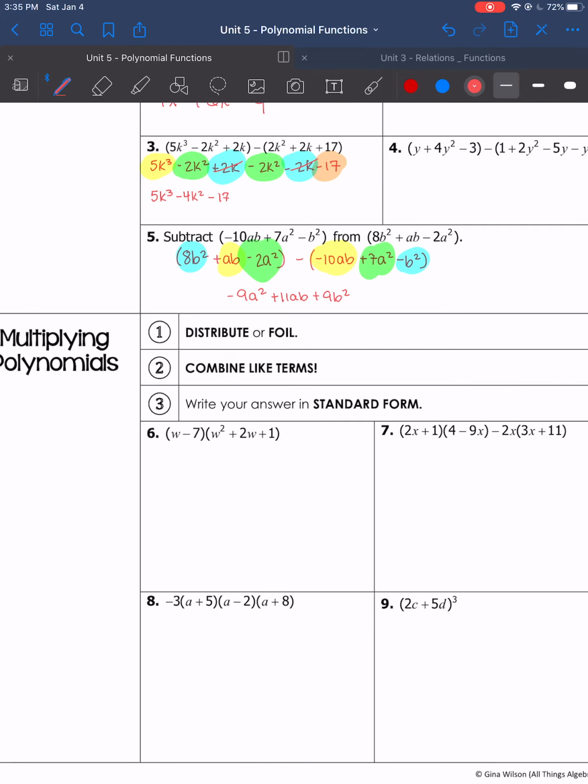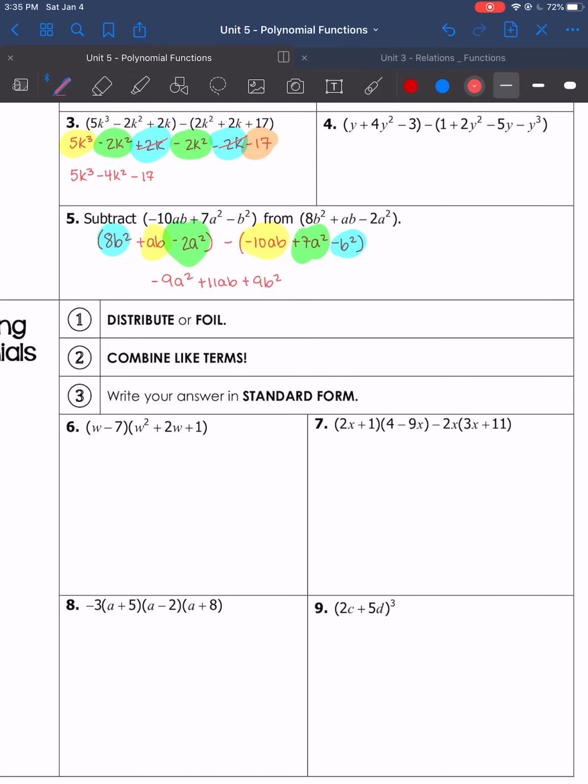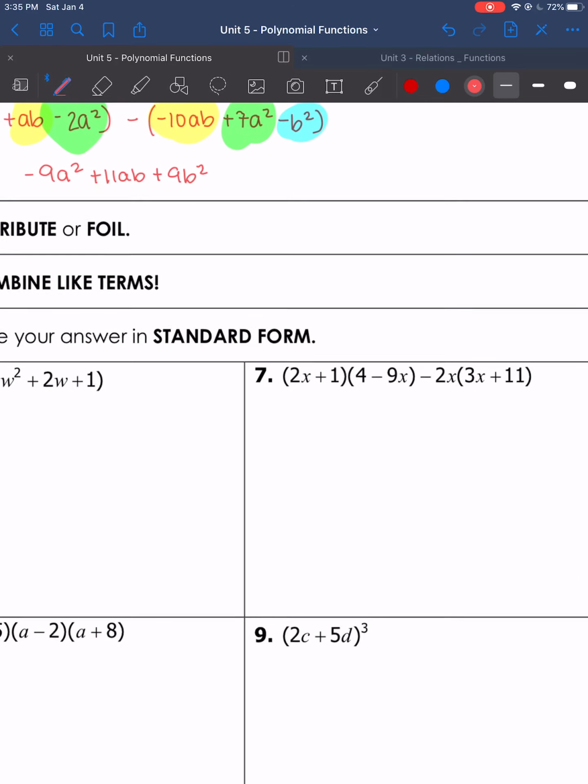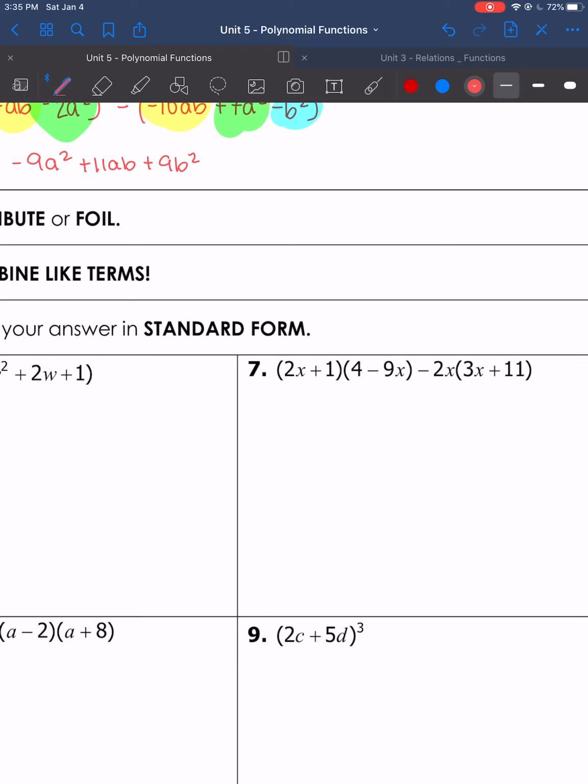Now we're going to multiply polynomials. So we're going to do some distributing and some foiling, and it'll be lots of fun. My version of fun, not yours. I know yours is different. So we're going to FOIL here.